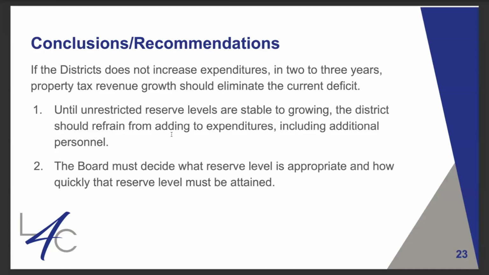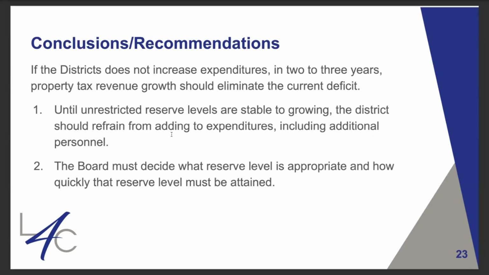So if the district does not increase expenditures, you got 2 to 3 years of property tax should eliminate the problem. Until the unrestricted reserve levels are stable to growing, my recommendation is the district should refrain from adding to expenditures, not additional personnel, not additional programs. It's not time to do that right now. The time right now is to kind of get this under control before it becomes a very serious problem. Right now, it's just a problem. If you go a few more years at the way it's been happening, it will become a very serious problem.